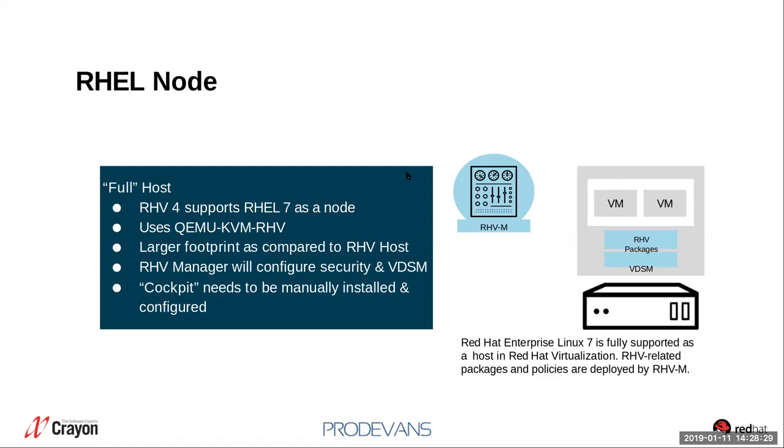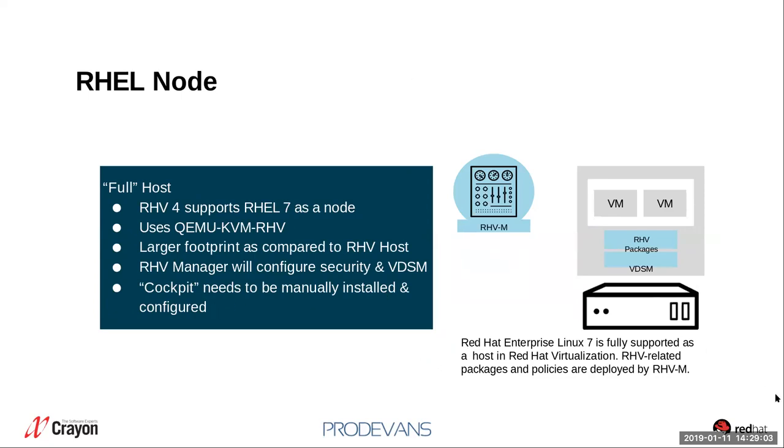Now, coming to the RHEL node. A RHEL node is nothing but a VM. Here, that's a full host. Red Hat Virtualization supports RHEL 7 as a node. It uses QEMU, KVM, Red Hat virtualization. It has a larger footprint compared to the Red Hat Virtualization host. And the RHVM manager will configure security and VDSM. Cockpit needs to be manually installed and configured.